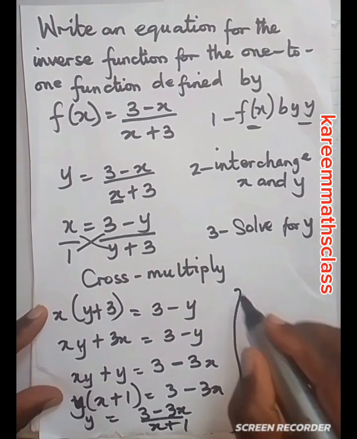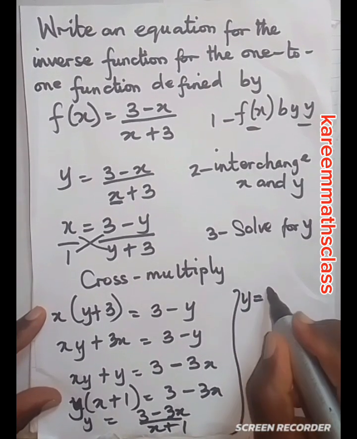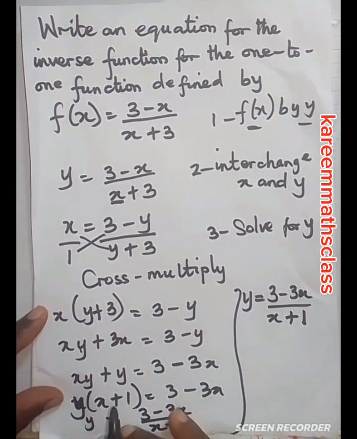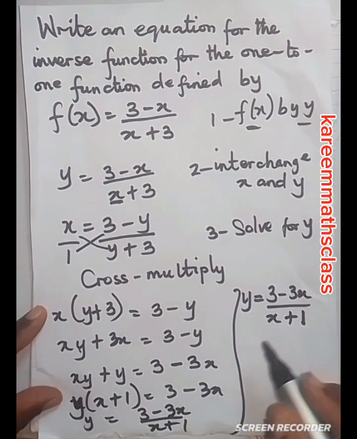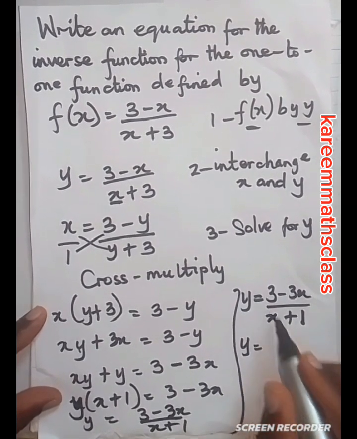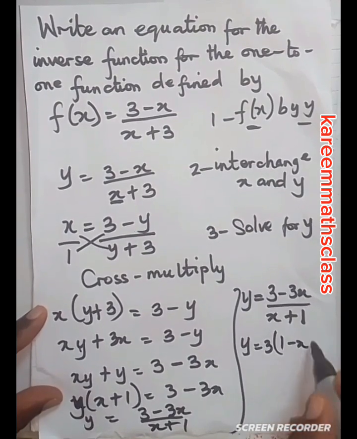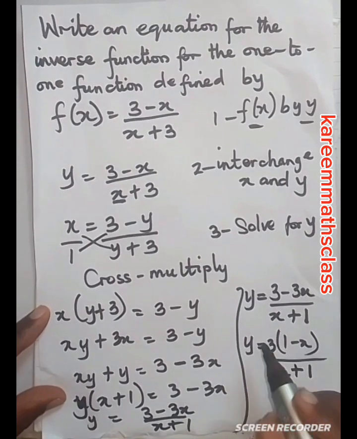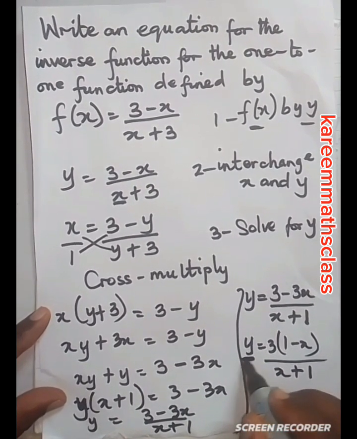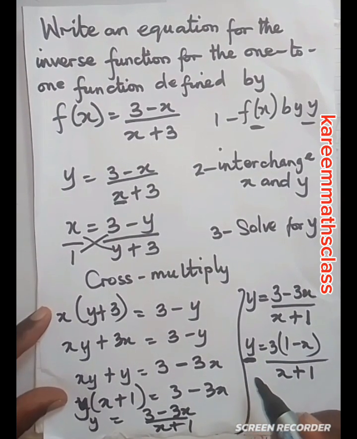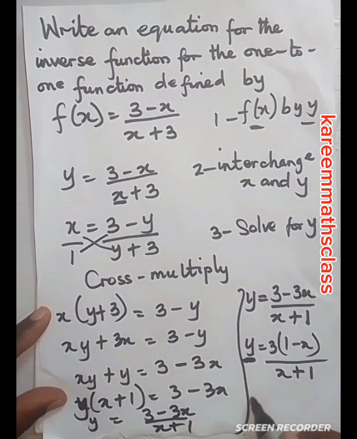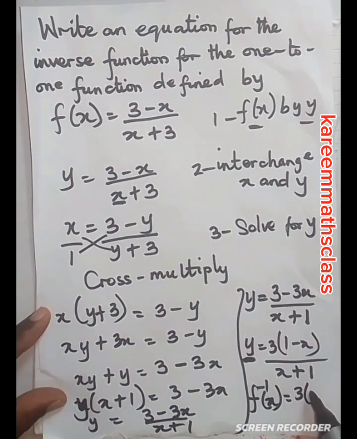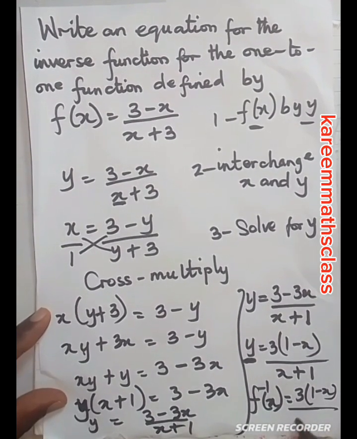We can write it here. Our y is equals to 3 minus 3x over x plus 1. That is our y. So we can still go further to say our y is equals to 3 in bracket 1 minus x over x plus 1. Now for our fourth step, we're going to replace this by f raised to power minus 1 of x. So you're going to have f raised to power minus 1 of x equals to 3 in bracket 1 minus x over x plus 1.